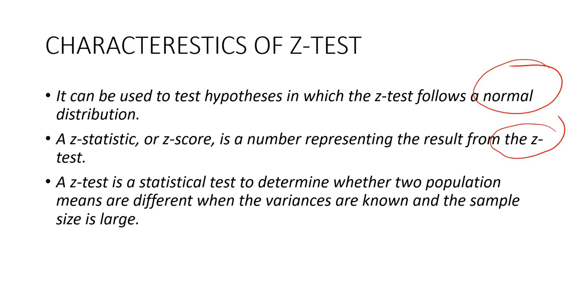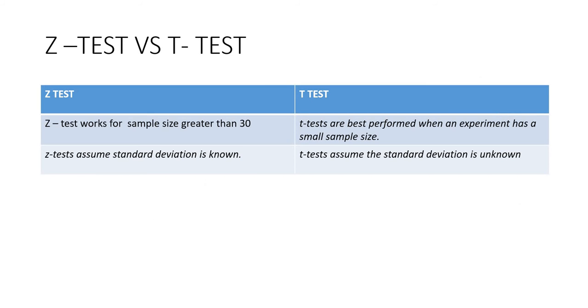See, a z-test is a statistical test to determine whether two population means are different when the variances are known and the sample size is large. All these aspects we discussed. These are all the characteristics. I am giving one more.